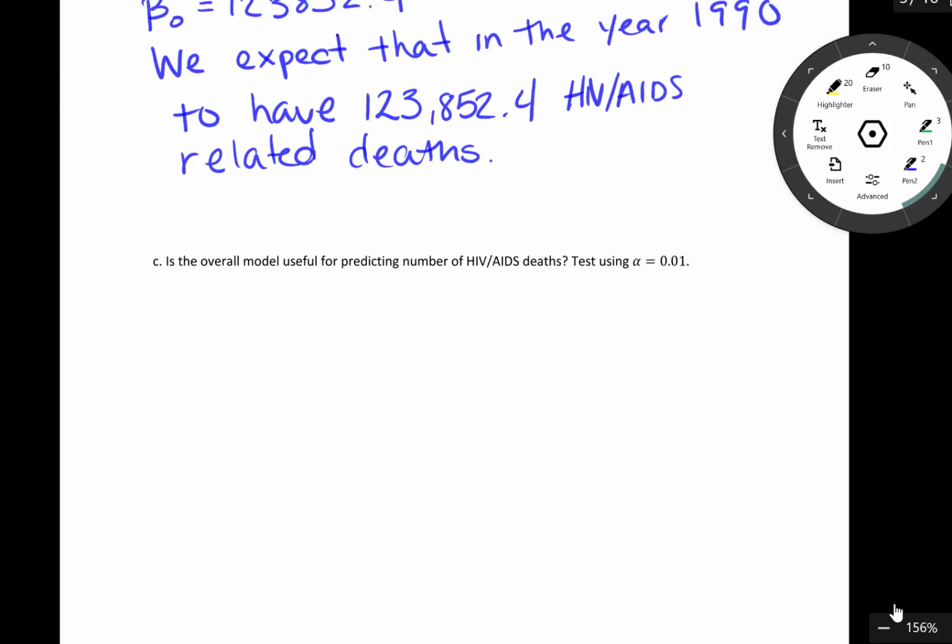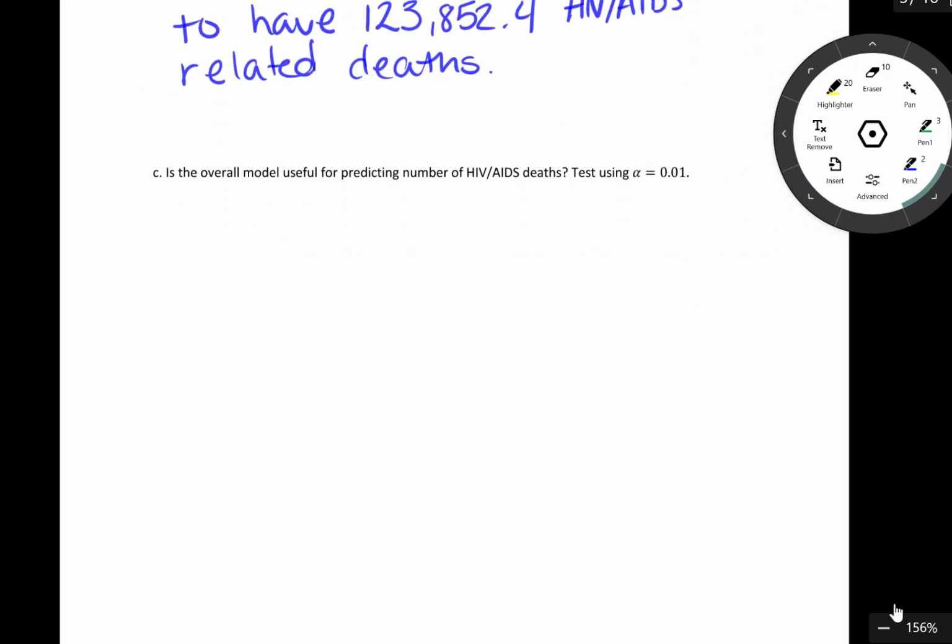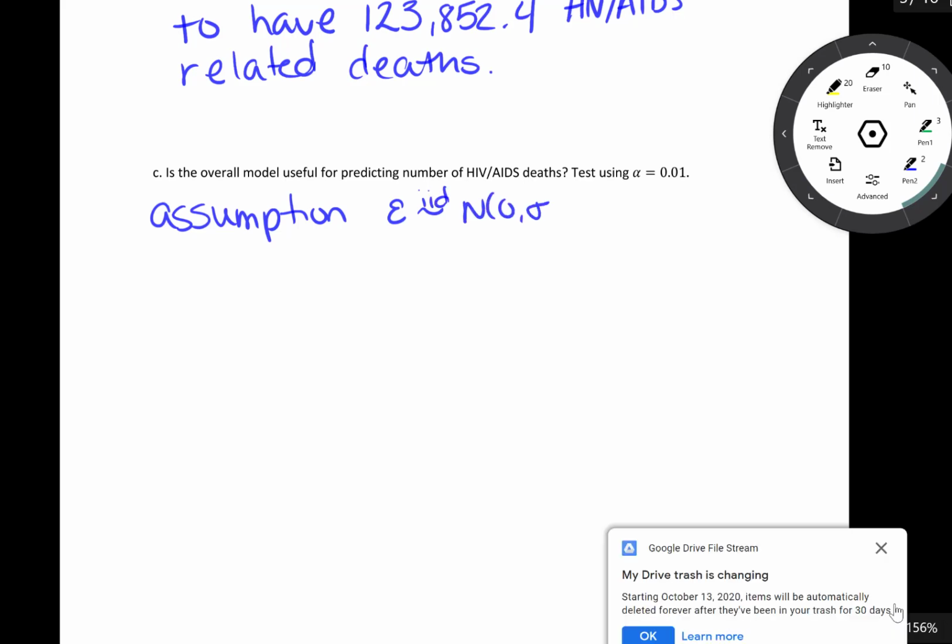So the next question is, is the overall model useful for predicting HIV/AIDS deaths? We're going to test using the alpha 0.01 level. As always, we're still making assumptions based on the error terms. The assumptions are the same as they were before, and again, for right now, we're not checking these. We're just going to assume that they are met.